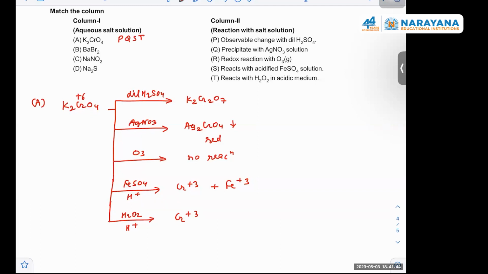Okay. In the case of BaBr2, let us try to recall them in this format only. In the case of K2CrO4, H2O2 and H plus will give CrO5, and after that, decomposition of CrO5 finally gives Cr plus 3.